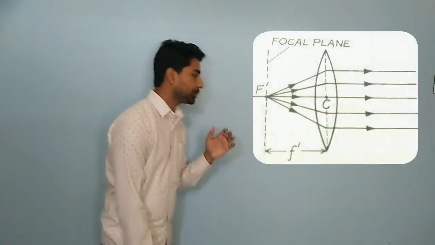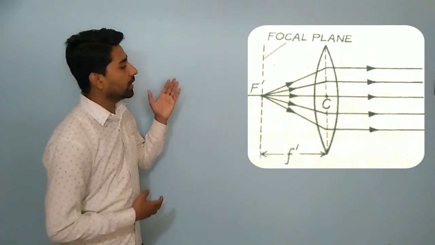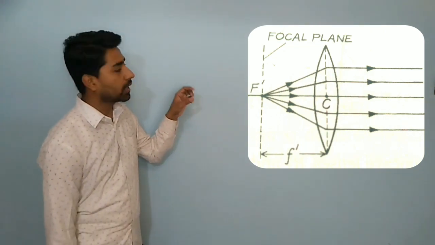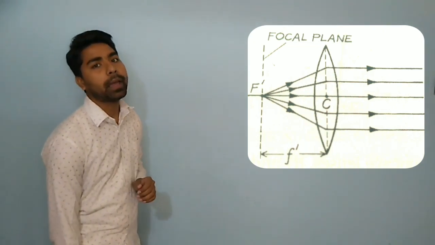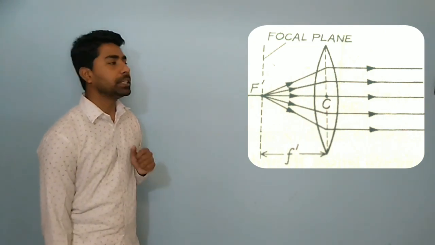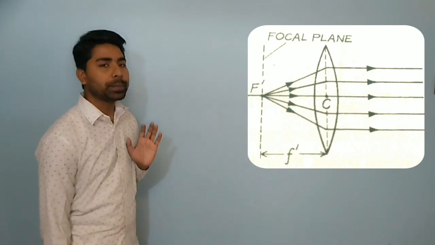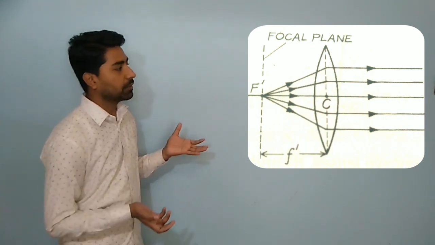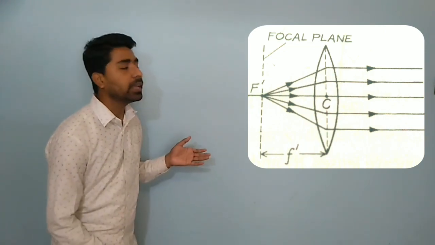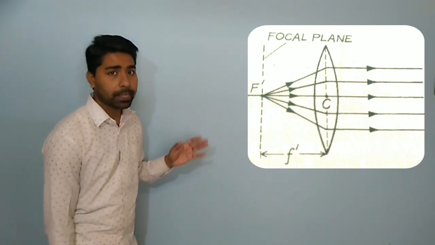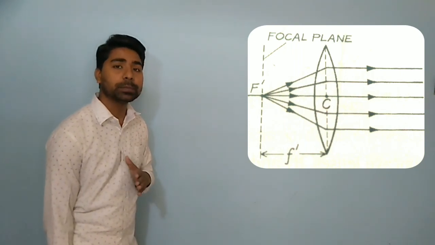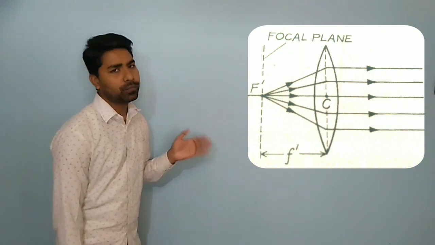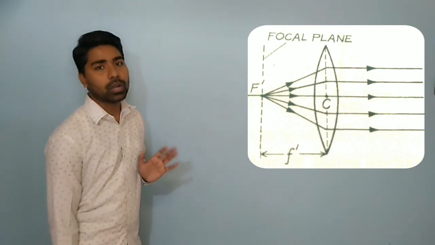Say in this case the rays are starting from a point, but after refraction by the lens they all become parallel to the principal axis. So the definition says it is a point on the principal axis. If the rays start from that point and after refraction become parallel, then that point will be the first focus. Clear? Starting from this point, after refraction the rays are becoming parallel to the principal axis. So this point is called the first focus. This was the case for the convex lens.